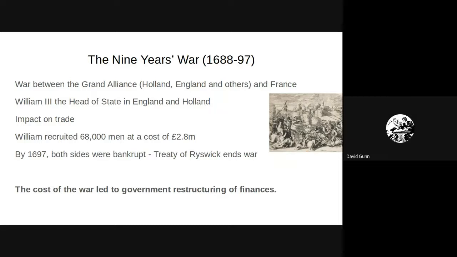So I'm not going to read through all these things on the screen, but you can look at that. It costs lots of money, and by the end of the war, both sides are bankrupt. It ends in a treaty in 1697, ending the war. So basically, what you need to know is this war between William III and Louis XIV costs lots of money, okay? And because it's costing lots of money, it led to the government restructuring finances and spending, okay? That's the beginnings of this.